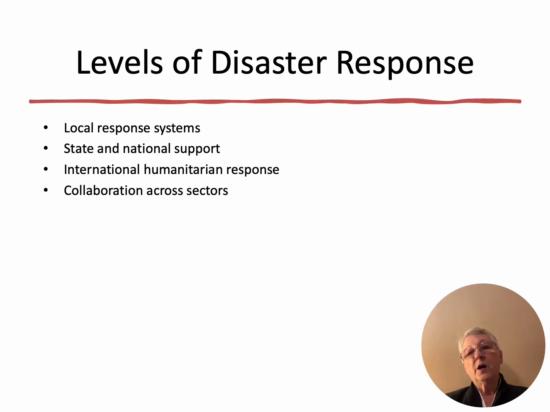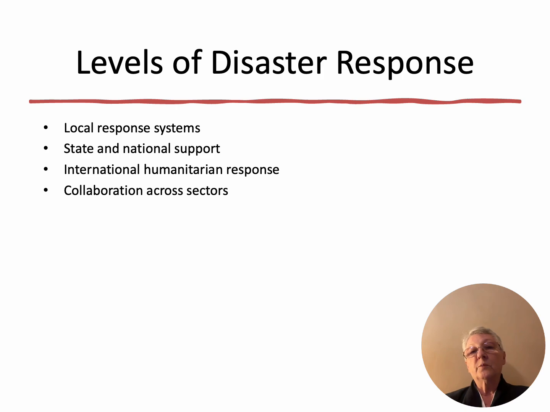Disaster response occurs across several levels. The first level is the local level. One of the sayings is "all disasters are local." This includes local fire departments, police, emergency medical services, hospitals, and local health departments. Most disasters are actually managed at this level.